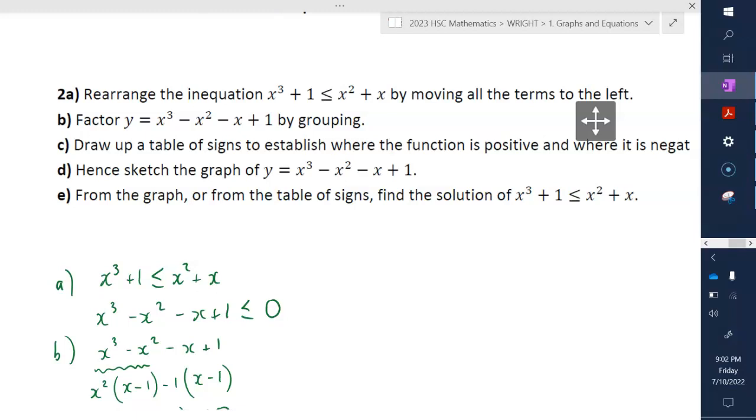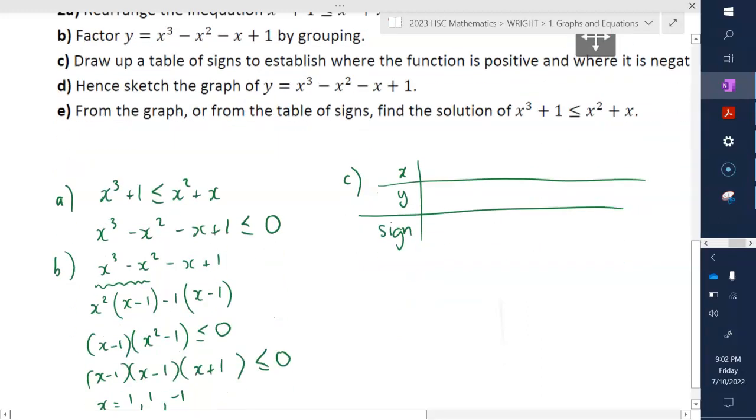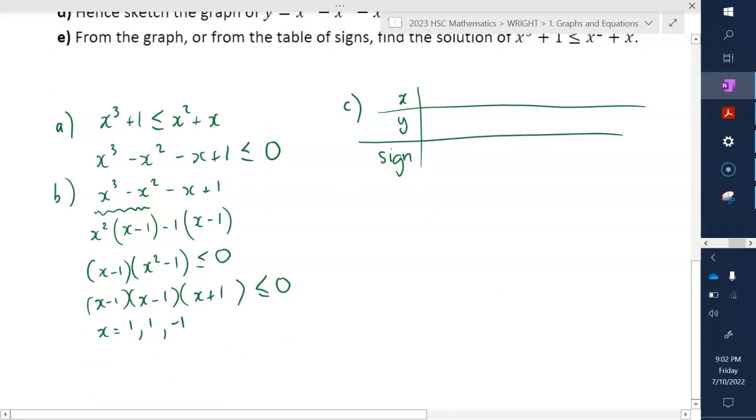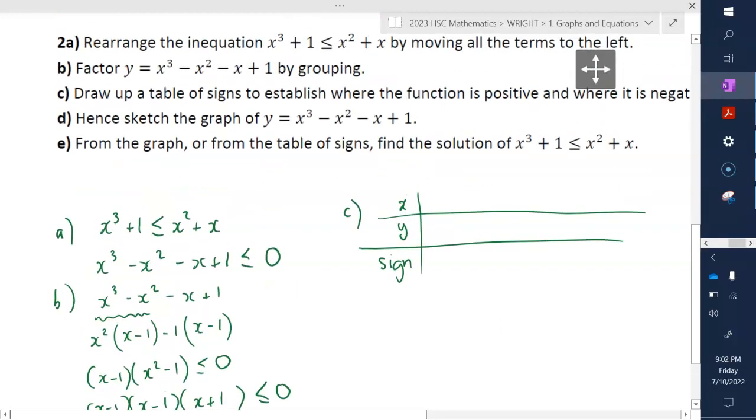So I might pop that up here. We're going to have our x values, we're going to have our y values, and we're going to figure out the sign, whether it's positive or negative. And I want to do that around my values that I know. So I've got a 1 and a minus 1. So let's pop a minus 1 there. I'm going to leave a little gap and pop a 1. And I want values either side of these numbers here.